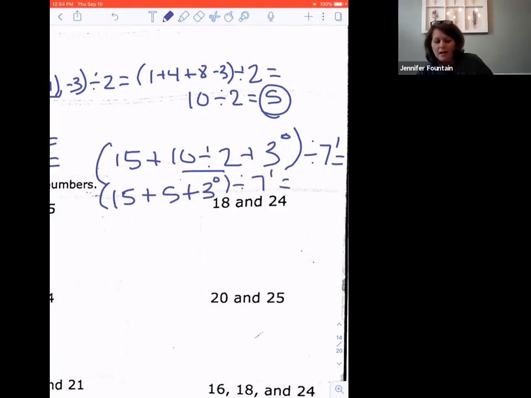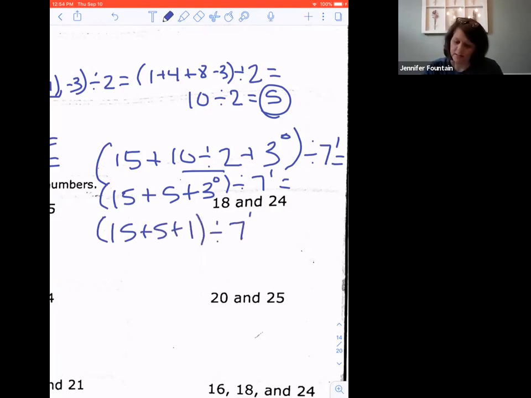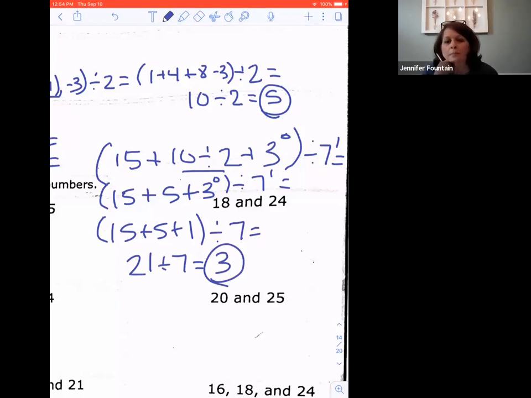All right, I've got to take care of that exponent. I should have taken care of that earlier. So I've got 15 plus 5 plus 3 to the 0 is going to be 1, divided by 7 to the first, which we'll go ahead and just do as just 7. Go ahead and take care of that exponent. So now I'm going to add what's in my parentheses. 15 plus 5 is 20. 20 plus 1 is 21. Divided by 7 equals 3. Everybody get 3? Any questions on that?